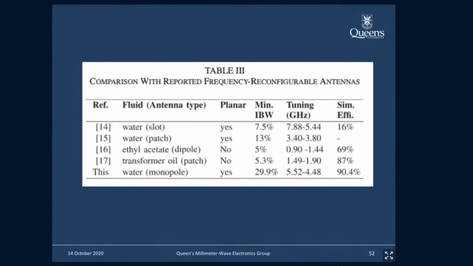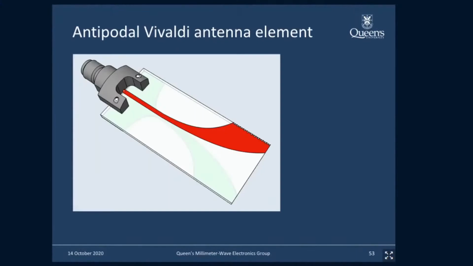And here we have a comparison table of our antenna with other fluidically tuned antennas that have appeared in recent times. We are reporting the highest antenna efficiency, but this efficiency was simulated, though we did measure the other results. And the impedance bandwidth of our antenna is the widest, at close to 30%, and this is measured.